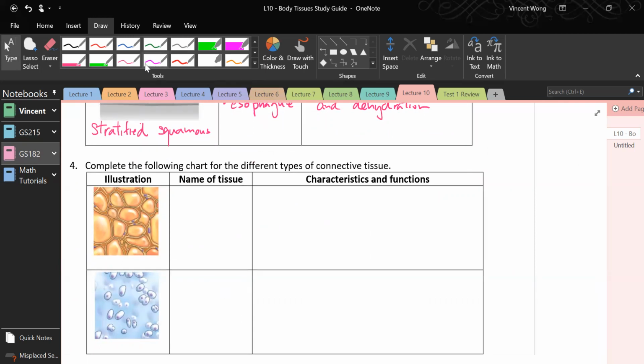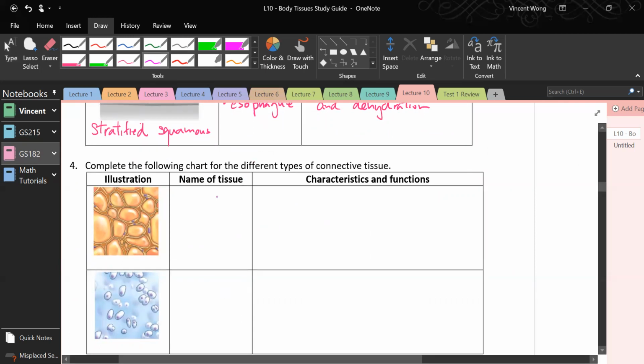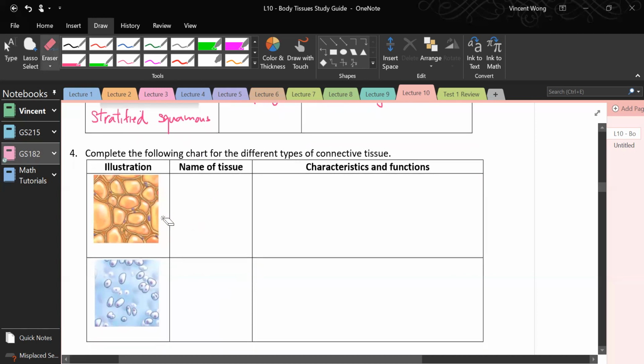Complete the following chart for the different types of connective tissues. Again, on the final test, there might be some diagrams that you have to identify, so make sure you know what you're looking at. This first one is pretty easy to identify, right? It looks like soap bubbles, and this is the adipose tissue. Adipose tissue. Another name for adipose is fat.